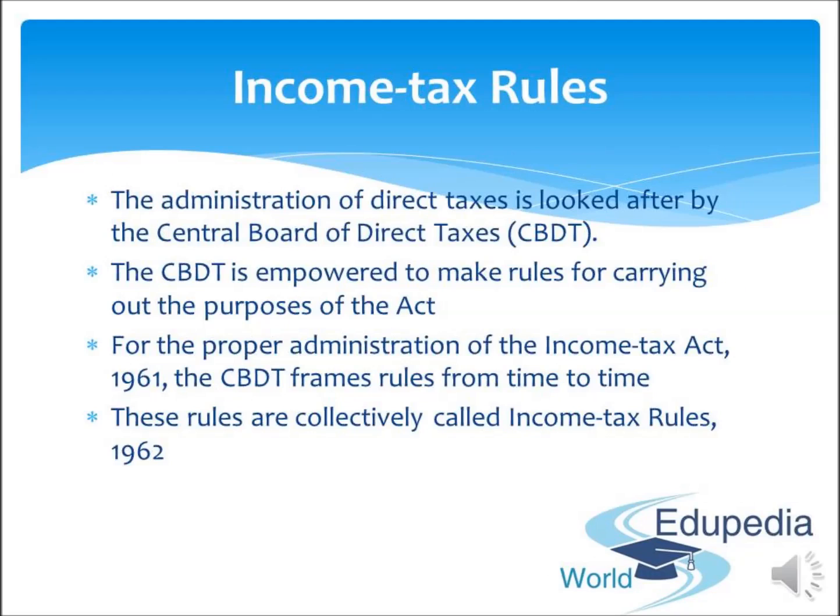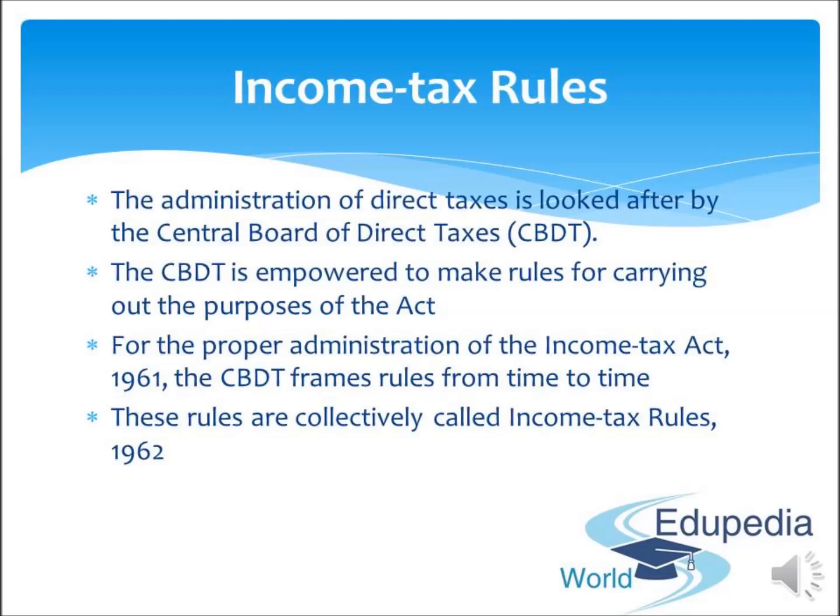Now comes the income tax rules. This is the third component of the income tax law. As we discussed in the previous slide, the Income Tax Act 1961 empowers the CBDT to make some rules for the better administration of the collection of the direct taxes. So, for the better administration, the CBDT forms some rules known as the income tax rules.